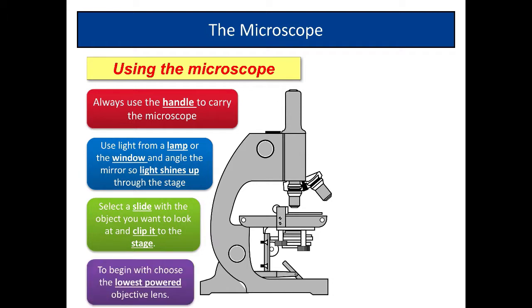Always begin with choosing the lowest powered lens. Lowest powered lens is the smallest one. So this part here rotates. As it rotates you can bring into view different lenses. So use the smallest one first of all.